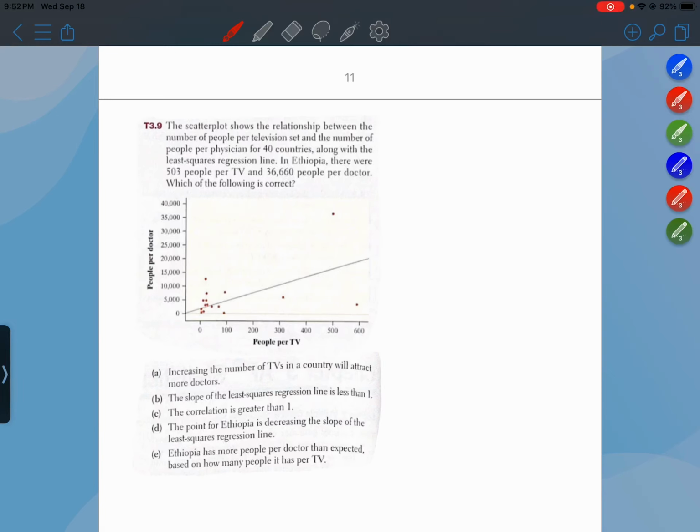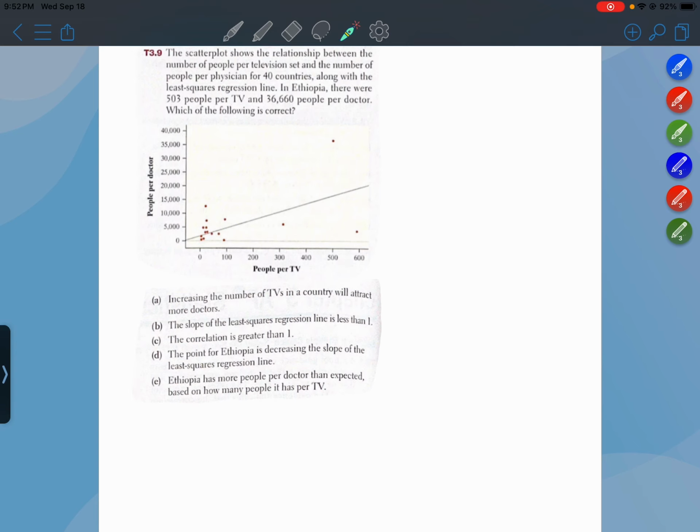Question 9. The scatter plot shows the relationship between the number of people per television set and the number of people per physician for 40 countries, along with the least squares regression line. In Ethiopia, there were 503 people per TV and 36,660 people per doctor. Which of the following is correct?